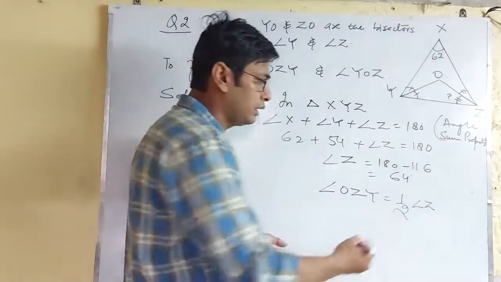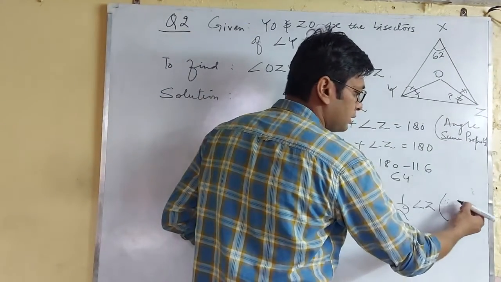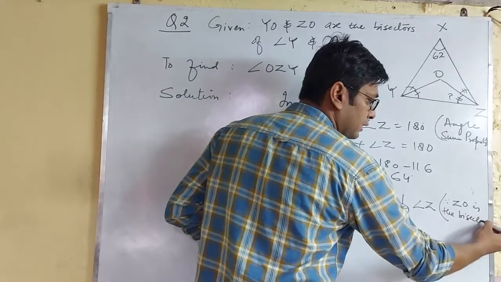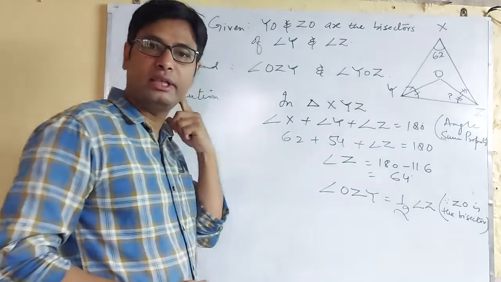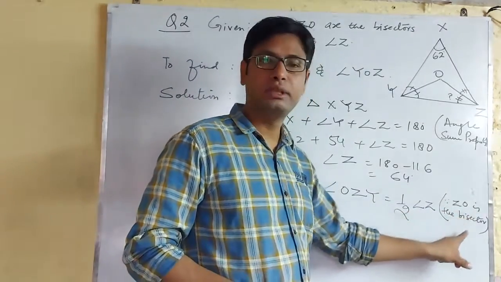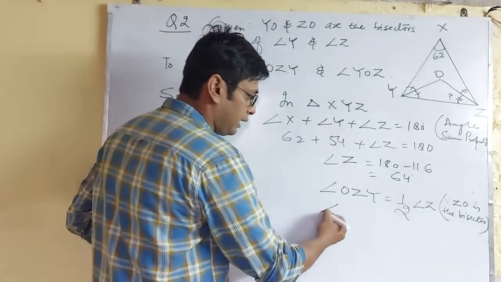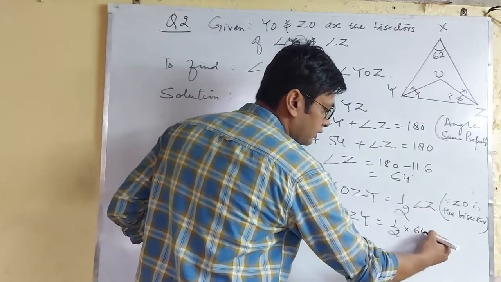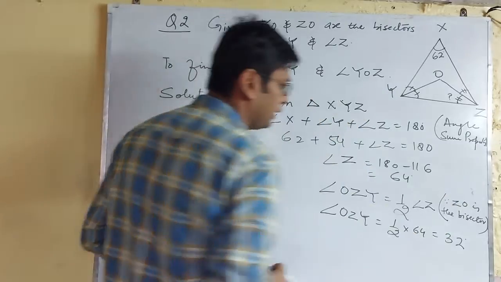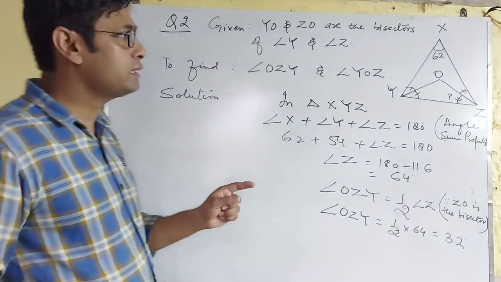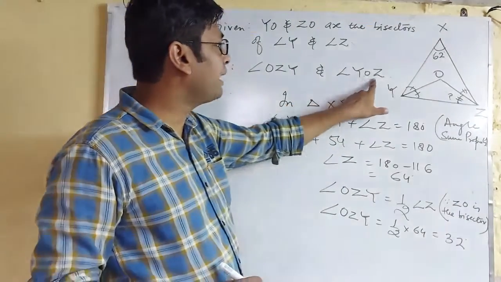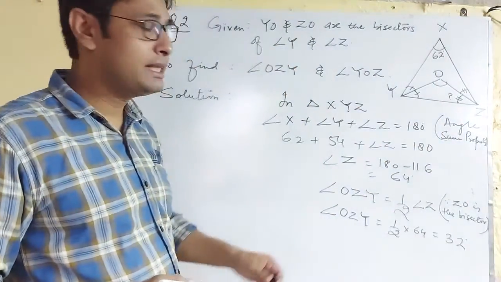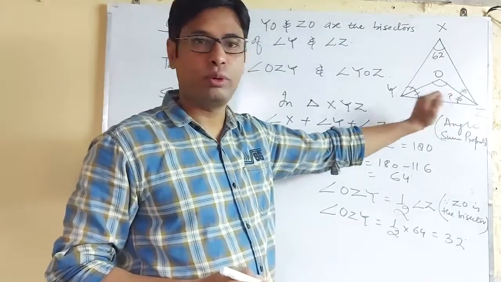How do we know that? We know that because ZO is the bisector. ZO is the bisector, so angle OZY is equal to half of 64, that is 32 degrees. Now next they are asking for angle YOZ. YOZ is this one. It is in the smaller triangle.